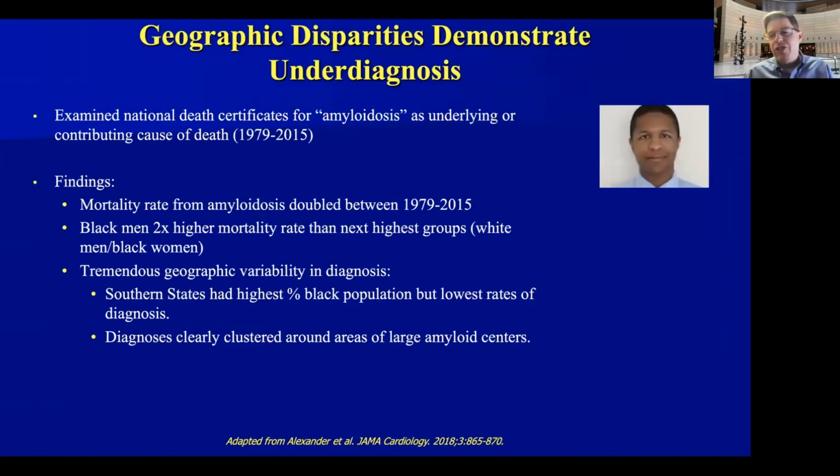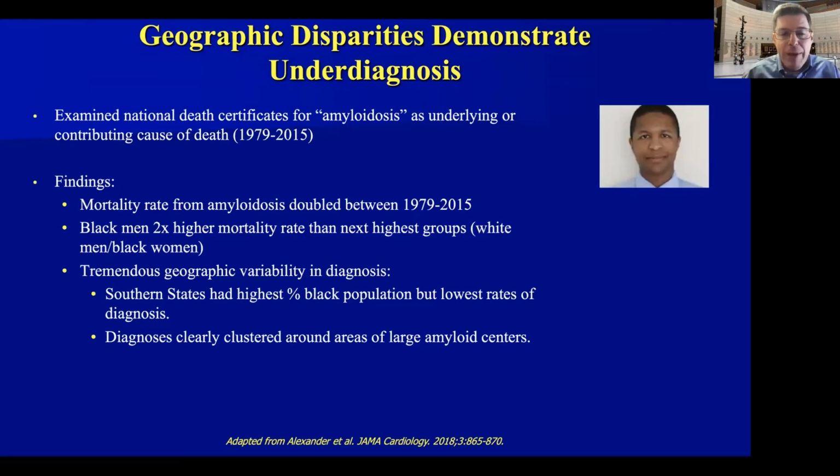This was a very nice study by my Stanford colleague, Kevin Alexander, where he looked at national death certificate data where amyloidosis was listed as an underlying or contributing cause of death in the years that you see. What he found was that mortality rate from amyloidosis doubled over that time frame. Now, we don't think that amyloidosis actually increased. It's just that it was getting recognized more. By the way, after 2015, undoubtedly this accelerated even more so.